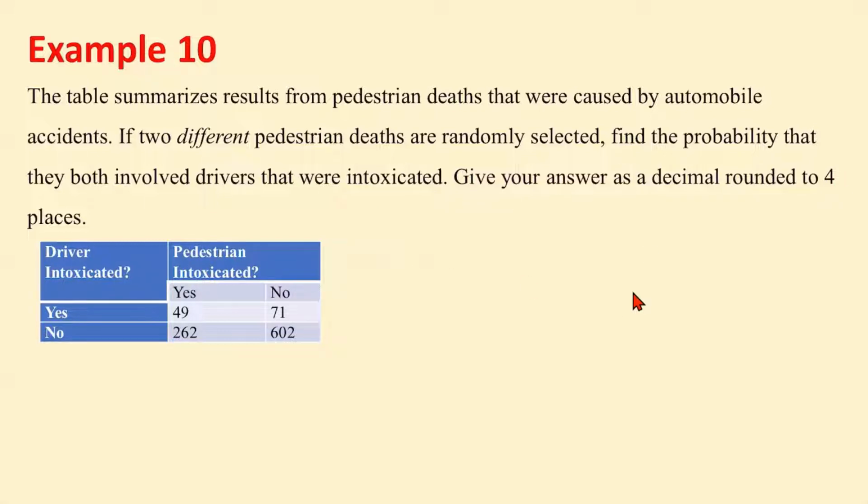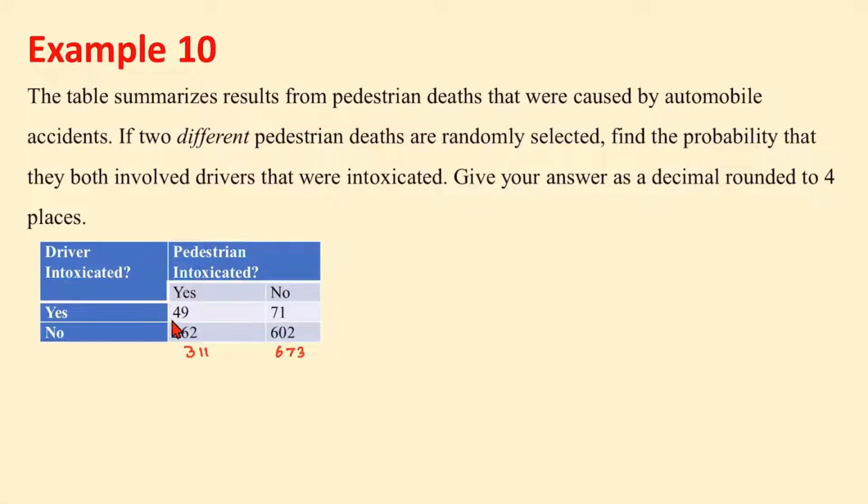First, let's find some fundamentals here. You can see the question: driver intoxicated, yes or no? Pedestrian intoxicated, yes or no? If we add these two, 49 and 262, you'll get 311. There are 311 accidents in which the pedestrian involved was intoxicated. And if we add these two, it will be 673, so there are 673 accidents in which the pedestrian involved was not intoxicated.